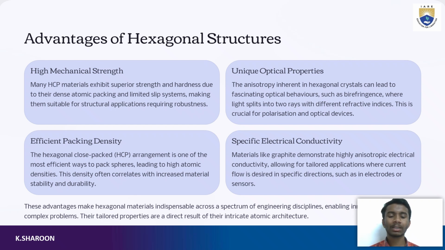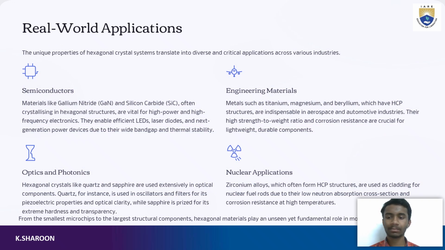Specific electric conductivity. Materials like graphite. Real world applications. It is used in semiconductors, engineering materials, optics and photonics, and nuclear applications.